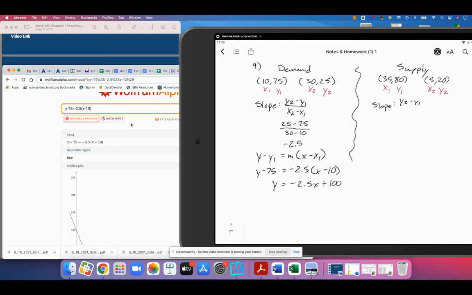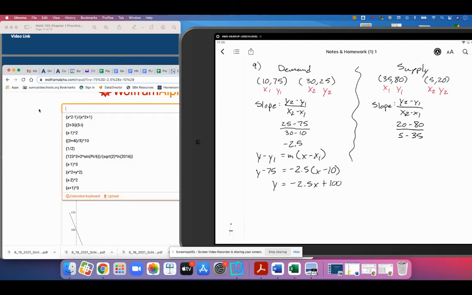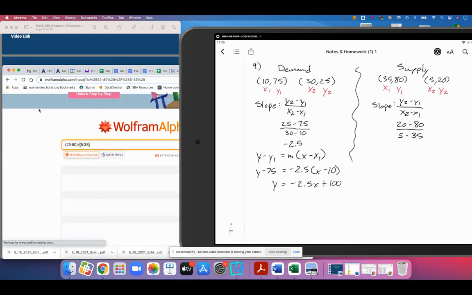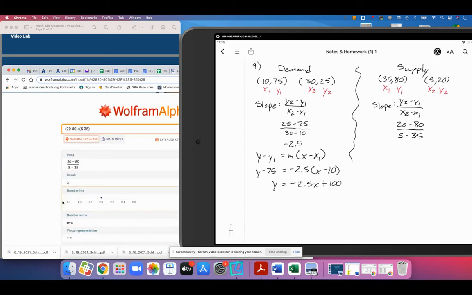Moving over to our supply function, we similarly need a slope to start things off. y2 minus y1 over x2 minus x1. And we get 20 minus 80 over 5 minus 35. And for that, we end up with a slope of 2.